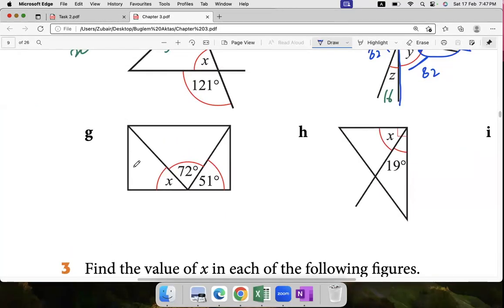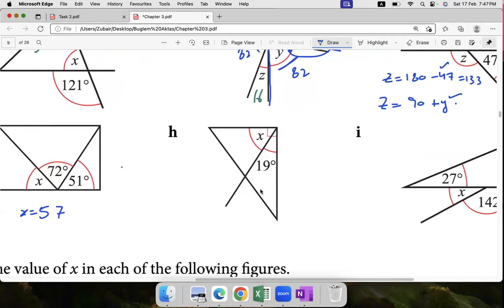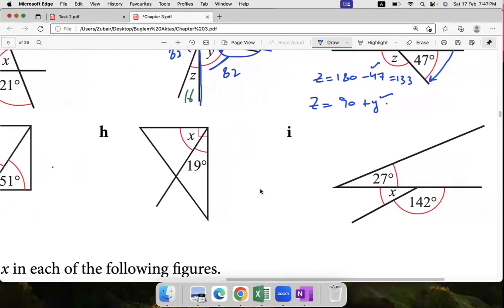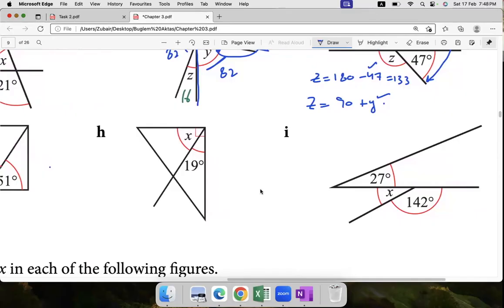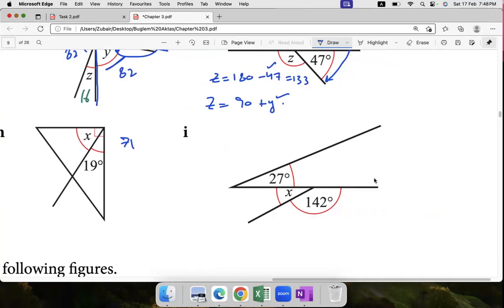X. Yeah, 57. 57. Okay, this X. H? H, yes. 71. 71, correct. Next.